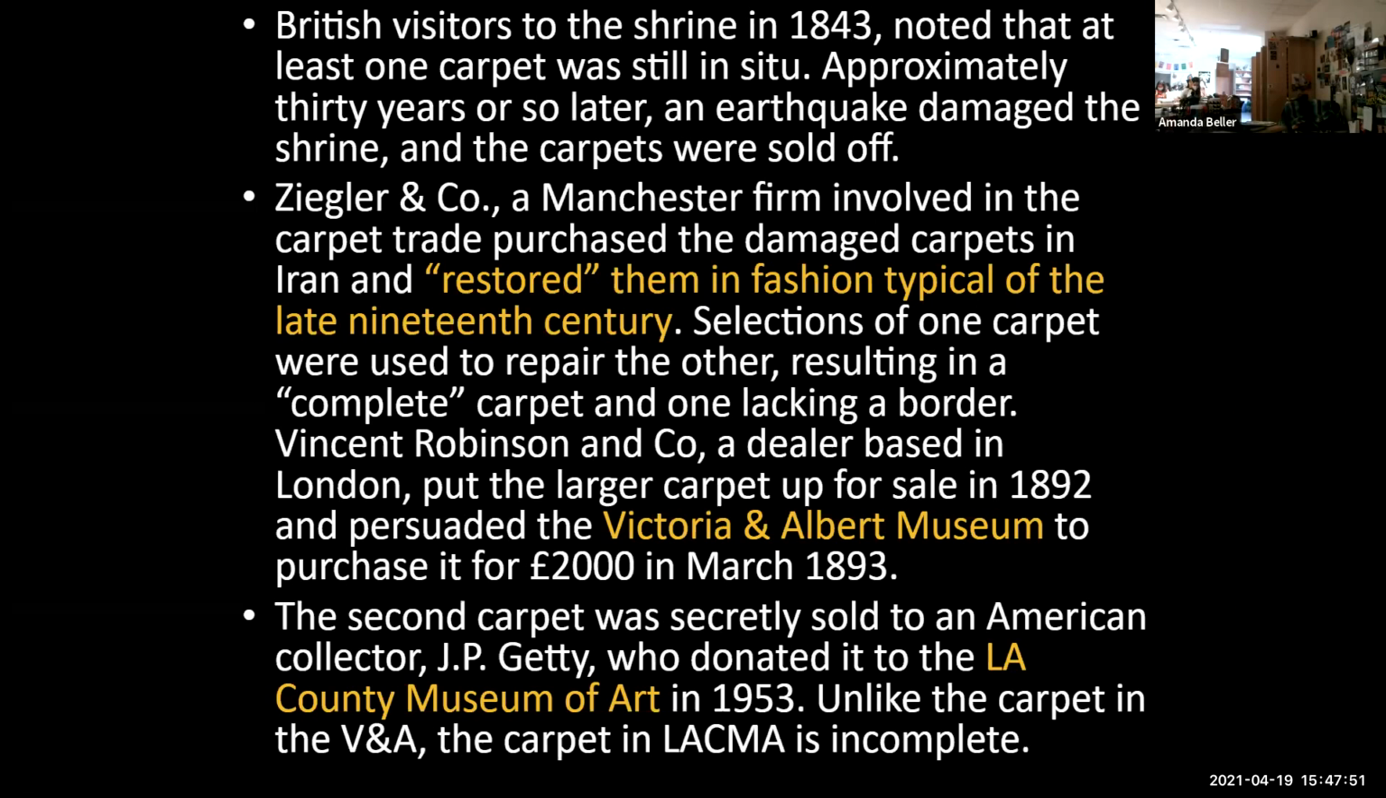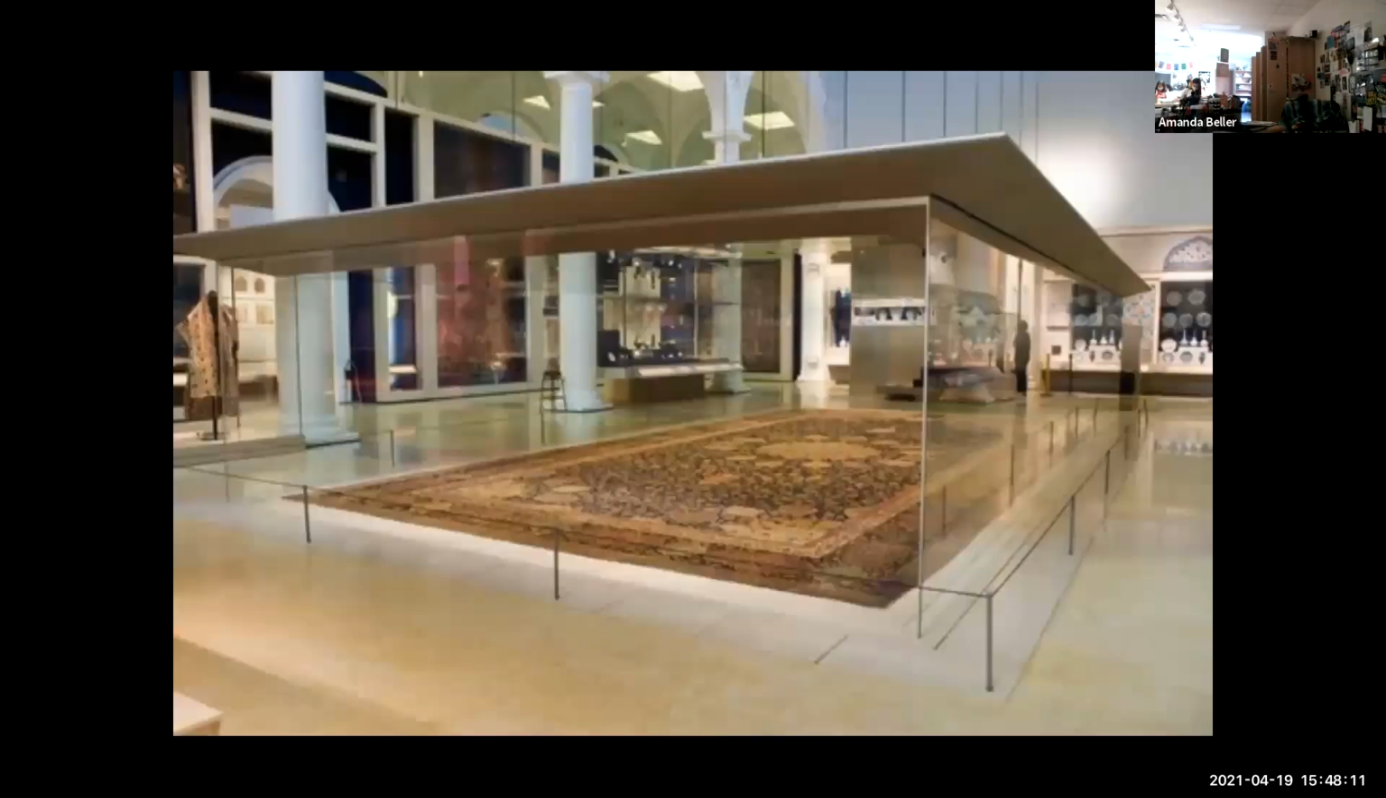So the one that's most whole ends up in London at the Victoria and Albert Museum. The one that is more damaged, less complete, is in LA. So neither of them even are in the Persian culture anymore. This is what the one that's more intact looks like. This is in the UK. So there's a person in the background. Maybe it'll help you see scale a little bit, but these are big rugs.